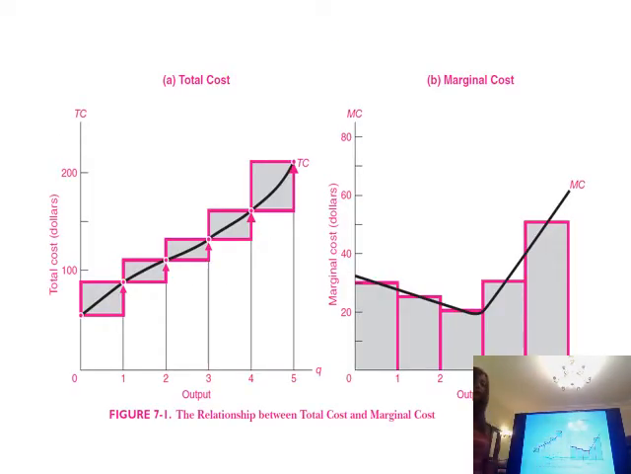Again, if you would like to see the total cost curve, remember that the total cost is first increasing at a decreasing rate. These squares tend to decrease, but beyond a certain point, it starts increasing at an increasing rate. These squares are starting to become bigger. That's why the marginal cost is decreasing at the beginning and then it is increasing. This is due to the law of diminishing returns that we talked about in chapter 6. We will come to that shortly, okay?